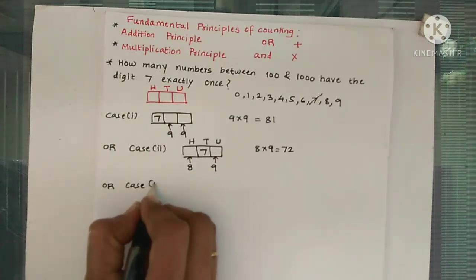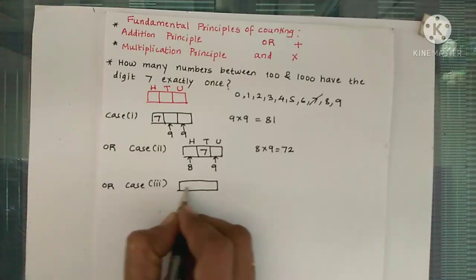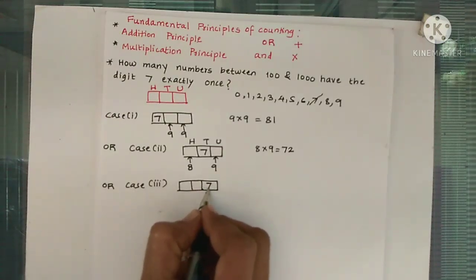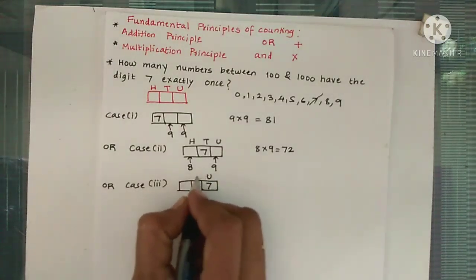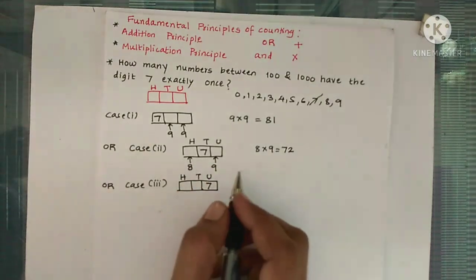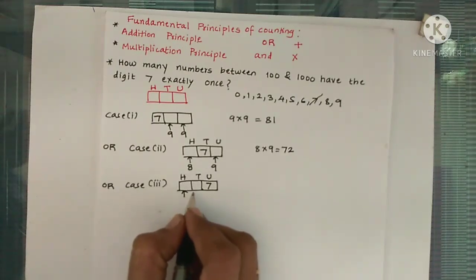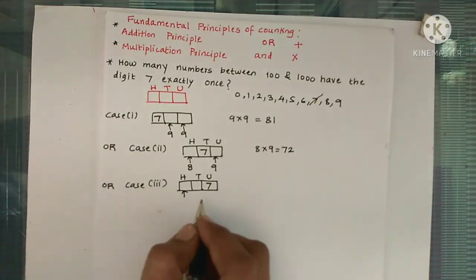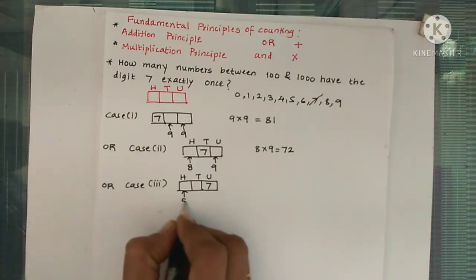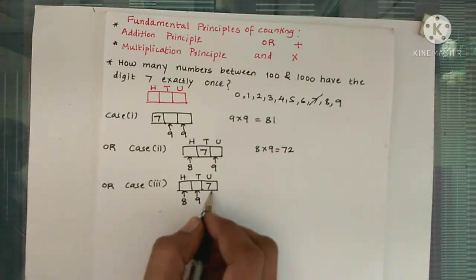Case 3. Case 3 is 7 is in units place. So if we place 7 here in units place, then again we have the same conditions like this. We cannot use 0 here, 7 is already used. So from the 10 digits, the available digits here are 8 in number. So this place can be filled in 8 ways, and for the next place all the 9 digits are available except 7.